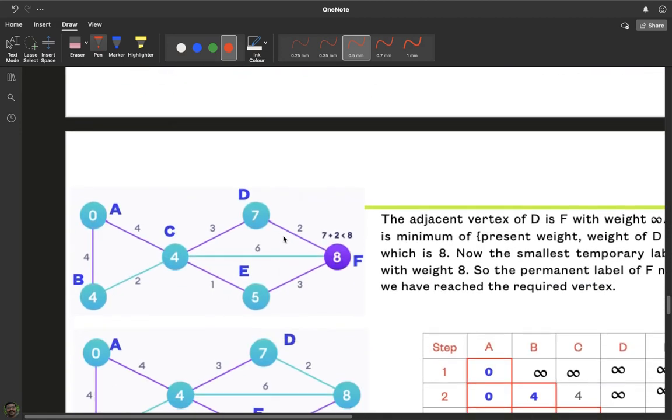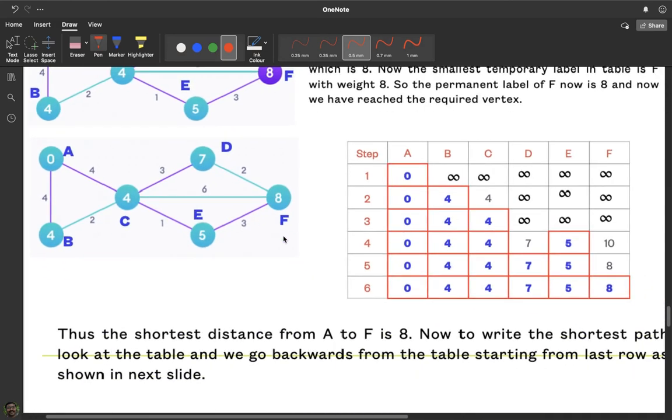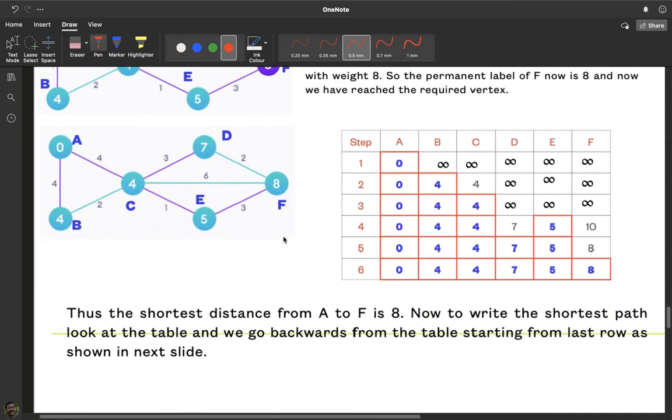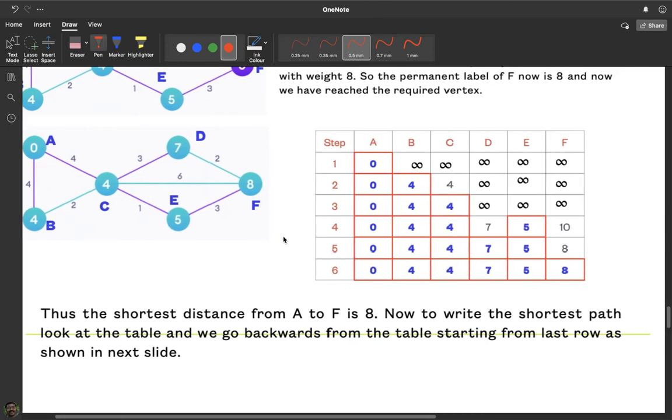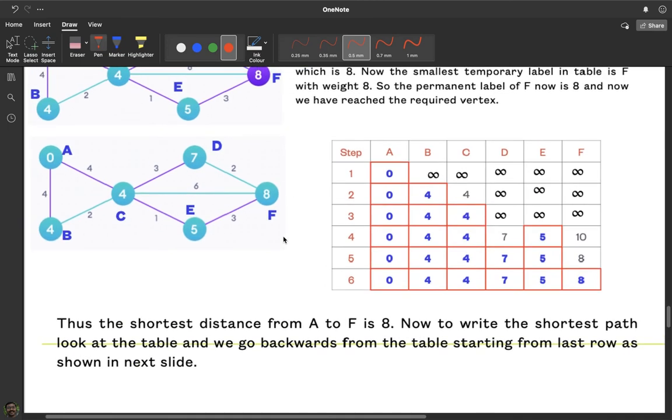So once this is done, you can see that the minimum weight from A to F is actually 8. Similarly, the minimum weight distance from A to D is actually 7. The minimum distance from A to C is actually 4. The minimum weight distance from A to E is actually 5. So all this you can understand from the table.